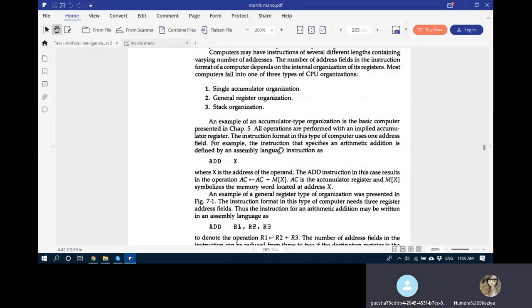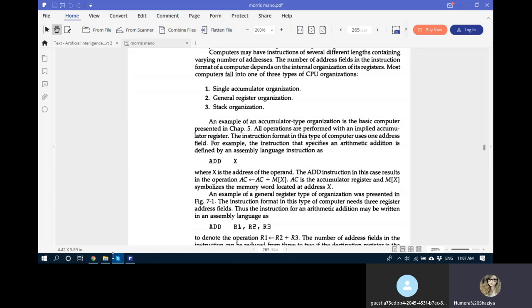If we say add of X, then what happens? It is saying AC equals AC plus M of X. AC is the accumulator, and M of X symbolizes the memory word located at address X.